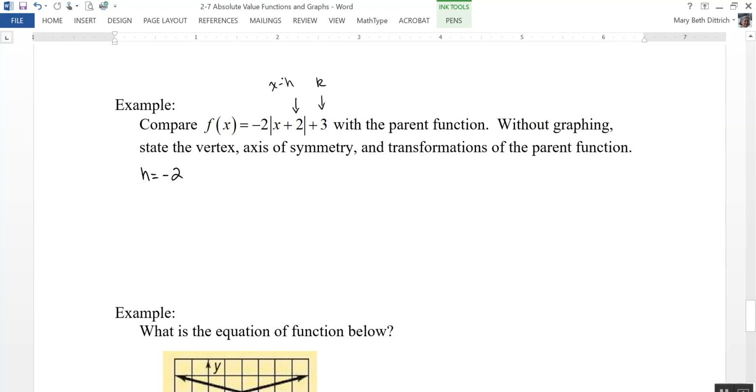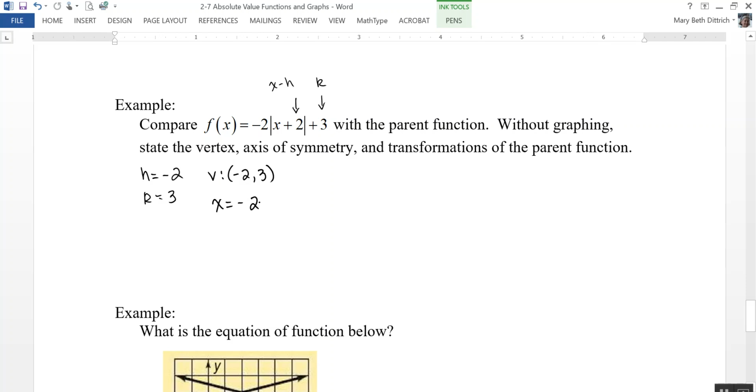Notice that the general form of the equation of the function is x minus h. This is x minus a negative 2. So my h is negative 2. My k is 3. So my vertex is going to be the point (negative 2, 3). My axis of symmetry is x equals h. So that's x equals negative 2.